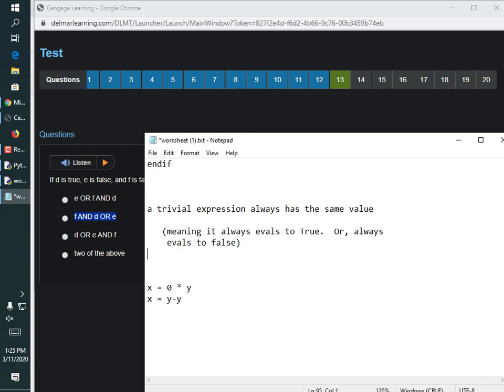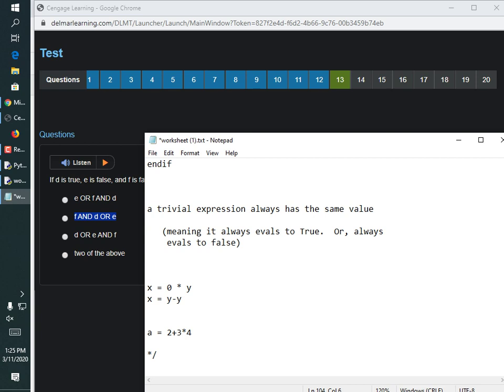If I have A is equal to 2 plus 3 times 4, if I don't remember that you have to do the multiplication first, then I'm going to get the wrong answer. I'm going to say 2 plus 3, which is 5, and I'm going to multiply it by 4, which is 20. But it should have been 3 times 4, which is 12, added to 2.